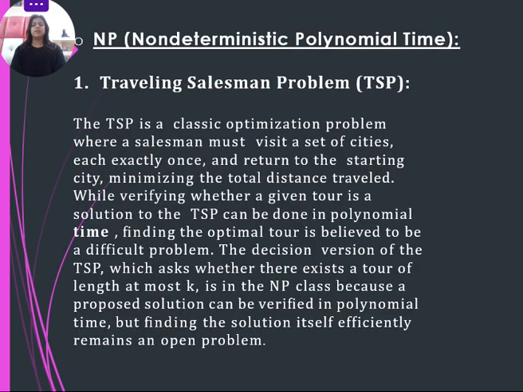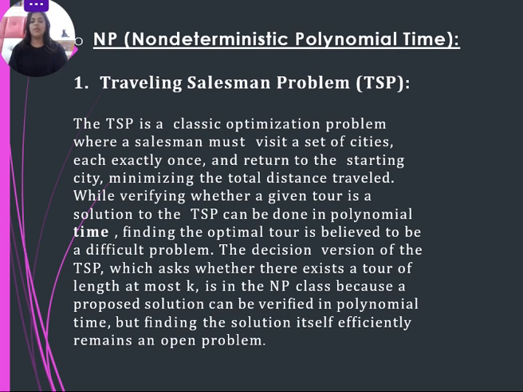Now, the other class is NP, that is non-deterministic polynomial time. The first problem in this is the traveling salesman problem, TSP. The TSP is a classic optimization problem where a salesman must visit a set of cities, each exactly once, and return to the starting city, minimizing the total distance traveled. Verifying whether a given tour is a solution to the TSP can be done in polynomial time. Finding the optimal tour is believed to be a difficult problem.